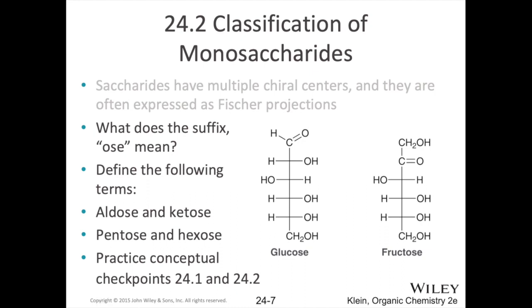ketose. Now, for the designations like pentose and hexose and so on, you have to count the number of carbons in your chain. So here we've got 1, 2, 3, 4, 5, 6. So glucose is a hexose with its 6 carbons. Fructose has 1, 2, 3, 4, 5, 6 and is also a hexose.